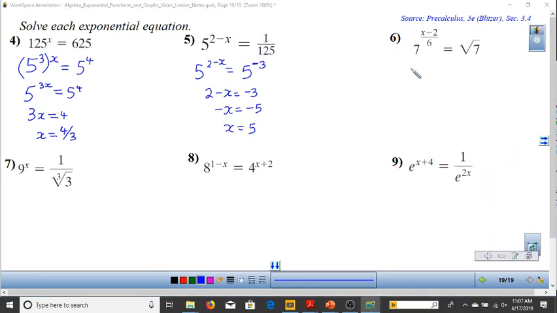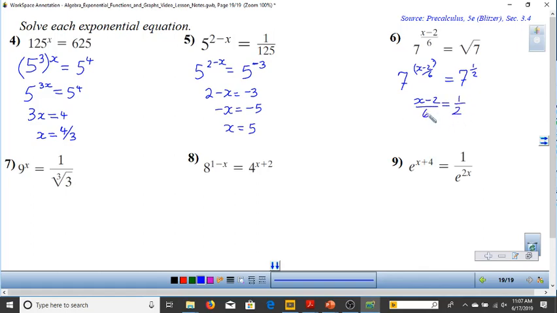Number 6. What base are we using for number 6? 7. So I have 7 to the exponent x minus 2 over 6. And what about the right hand side? The square root of 7 is actually what? 7 to the 1/2. So therefore we have x minus 2 over 6 is equal to 1/2.